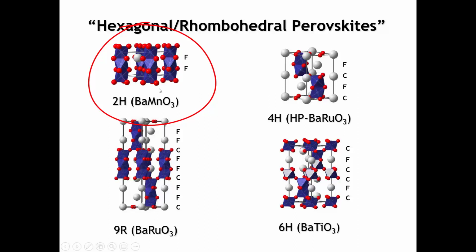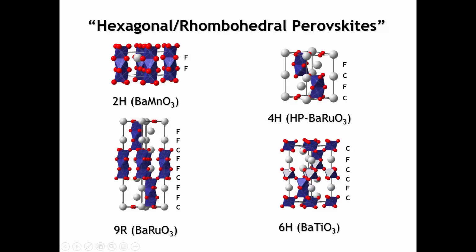This has a hexagonal space group, and it's 2 layers before it repeats. In this structure, the octahedra don't share corners, they share faces. There are infinite chains of face-sharing octahedra. And because the chains aren't connected, they can move farther apart, and that allows enough room for the barium to fit in between these chains.